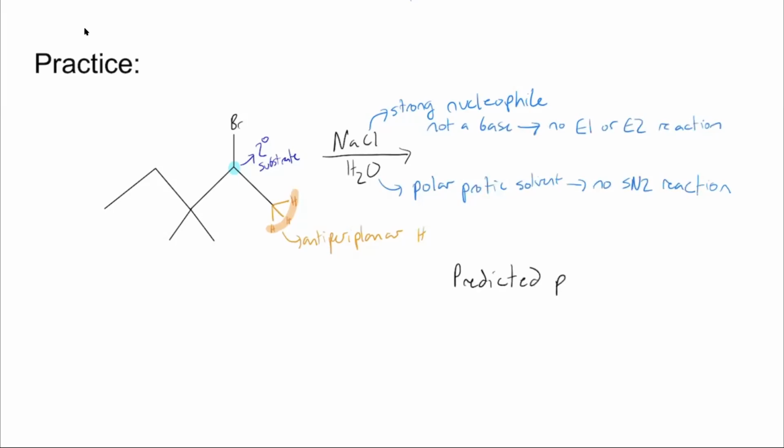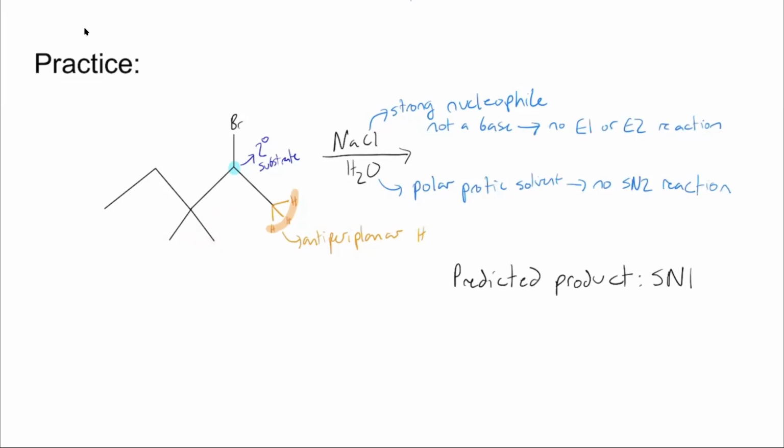Again, we're not going to have any elimination reactions because Cl- cannot act as a strong base. And we're not going to have an SN2 reaction because we have a polar protic solvent. And it's important to note that in this example, our SN1 product is actually going to have a methyl shift.